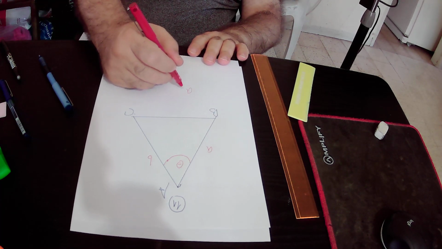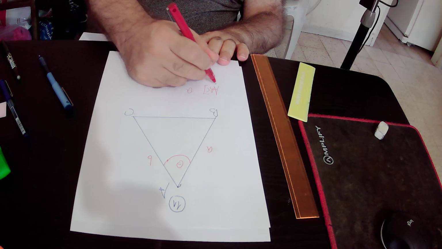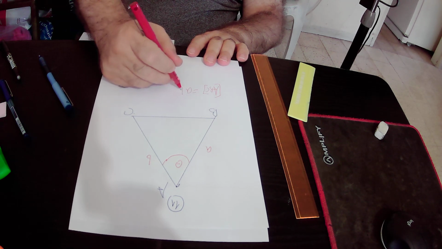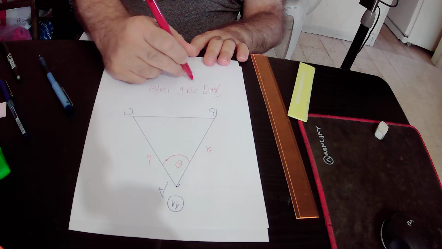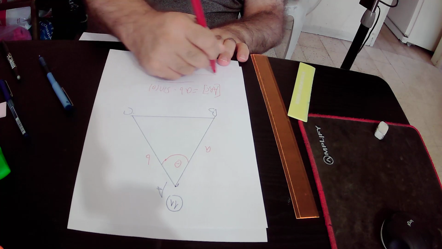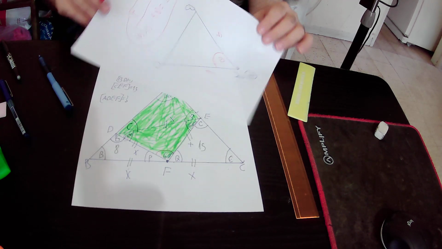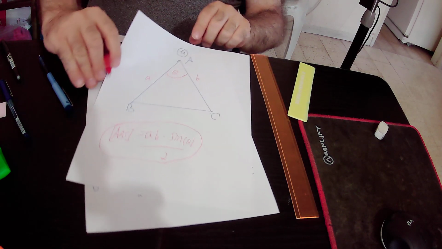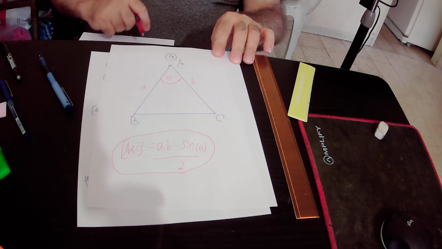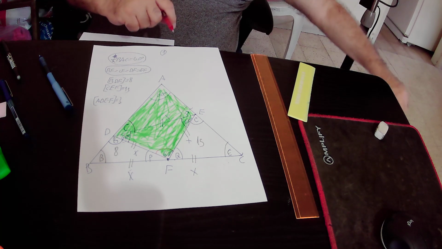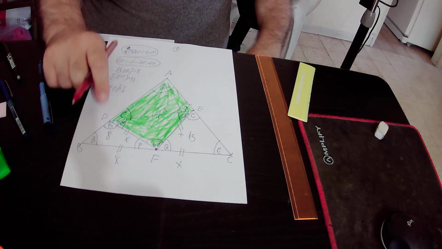Again, the area of triangle ABC equals A times B times sine theta over 2. We use this formula in order to calculate the areas of those two triangles.